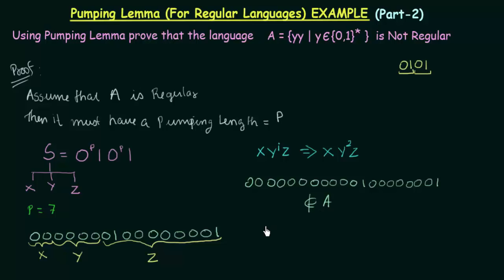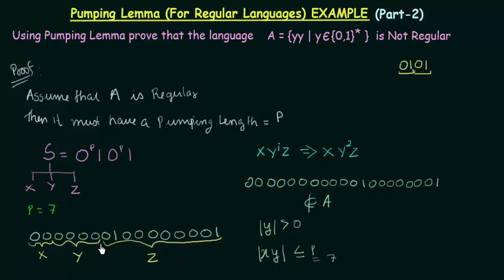And there were two more conditions, if you remember. Another condition was that the length of y should be greater than 0, and it is correct. And then there is another condition which says that the length of x and y together must be less than or equal to p. In our case, p is equal to 7. If you check in this string, the length of x and y together is 1, 2, 3, 4, 5, 6. Alright, so it satisfies.